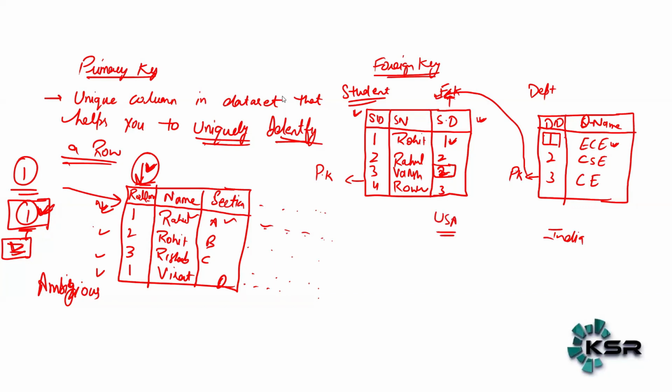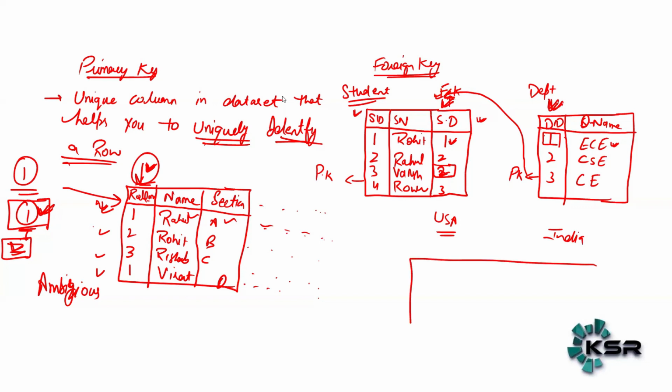Got it? Clear, guys? Like primary key, foreign key. Now whenever you create a relationship, it will always be between a primary key and a foreign key. So what happens when you create a relationship? We have created a relationship between both the tables on the basis of this column and this column. So what will happen behind the scenes?